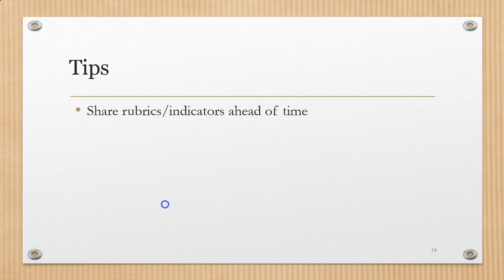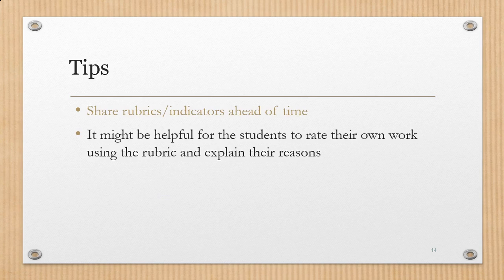A few tips. Share rubrics or indicators ahead of time, just like you like the fact of being able to see a rubric before you have to pass an assignment. The same thing with your students. Share it with them. It will help them become focused in terms of their products. It might be helpful for the students to rate their own work. We already talked about that, using the rubric, and explain their reasons.